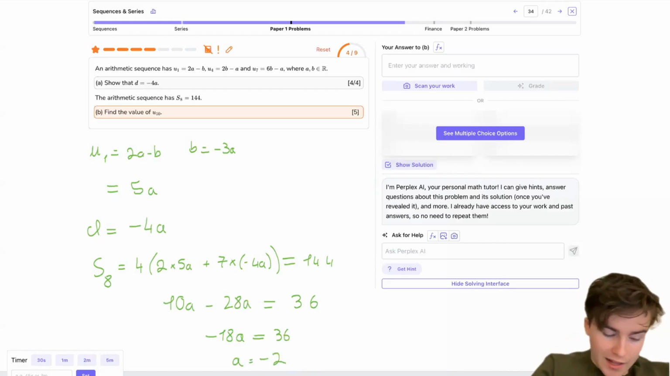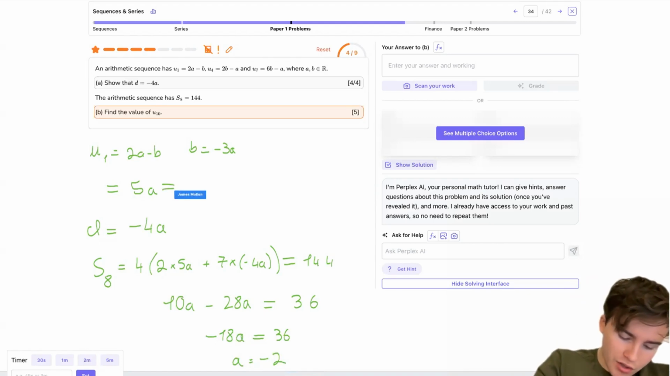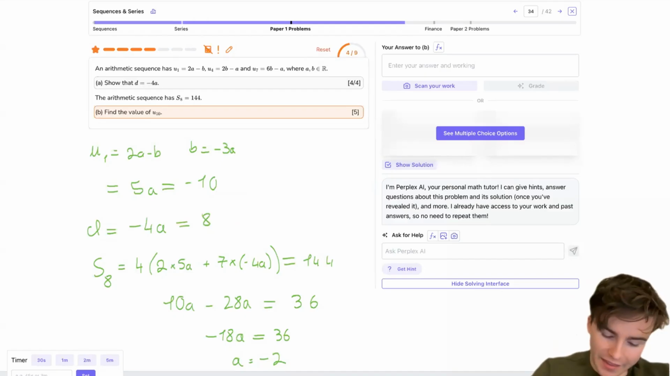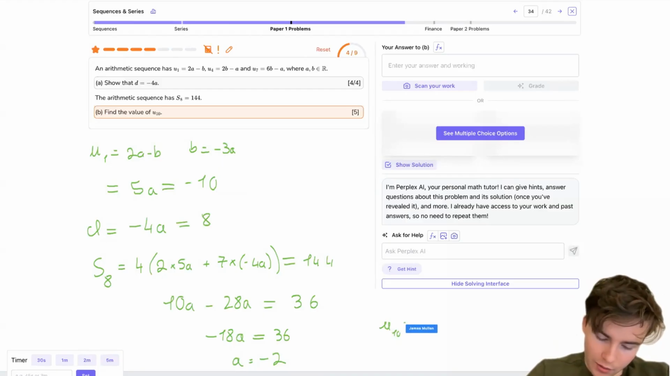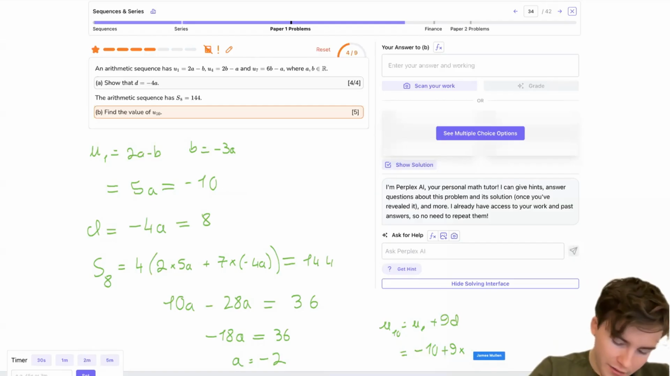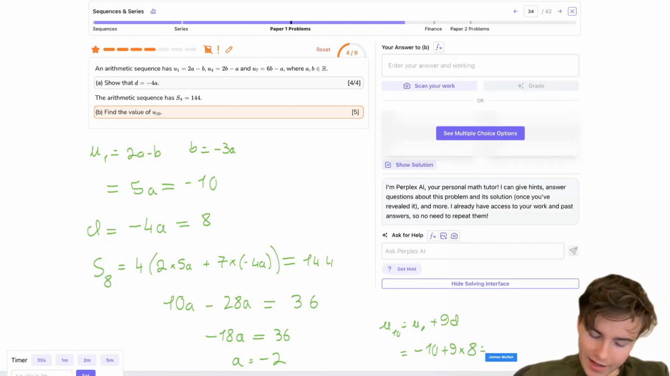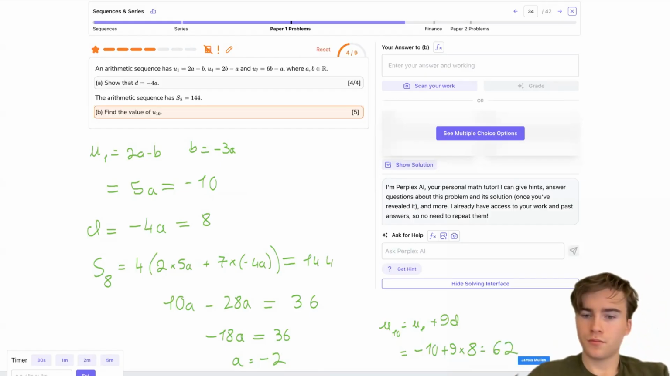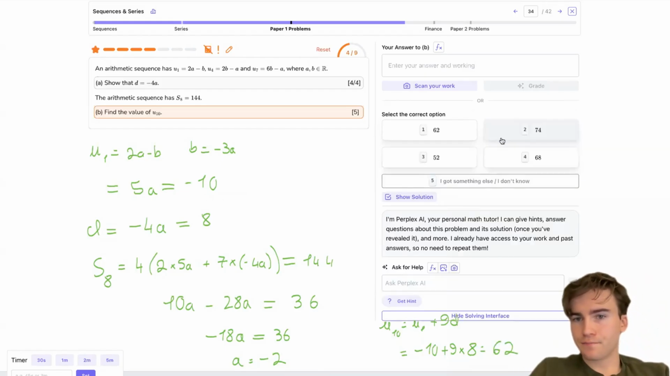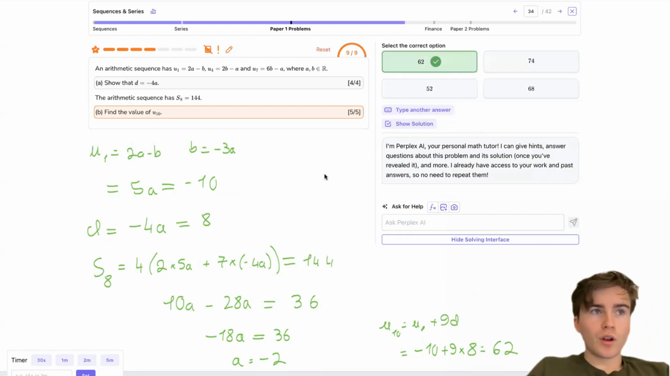All right, we're almost at the answer now because that means that I know that the first term is negative 10, and I know that the common difference is 8, okay? And then u10 is equal to u1 plus 9d, which is minus 10 plus 9 times 7. Sorry, not 9 times 7, 9 times 8 is negative 10 plus 72. That's 62. Let's check our answers. Well done. Perfect.